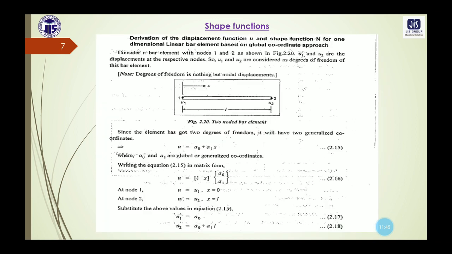Now let us discuss the derivation of the displacement function u and shape function N for a one-dimensional linear bar element based on the global coordinate approach.